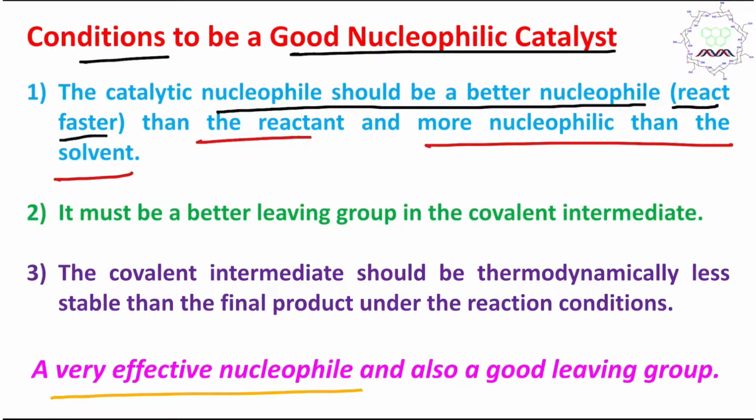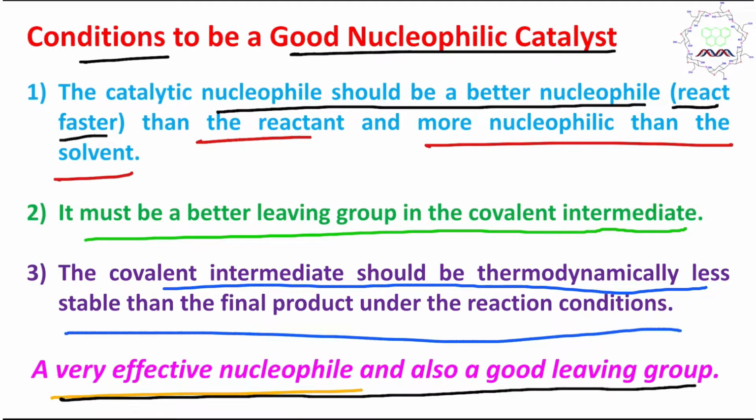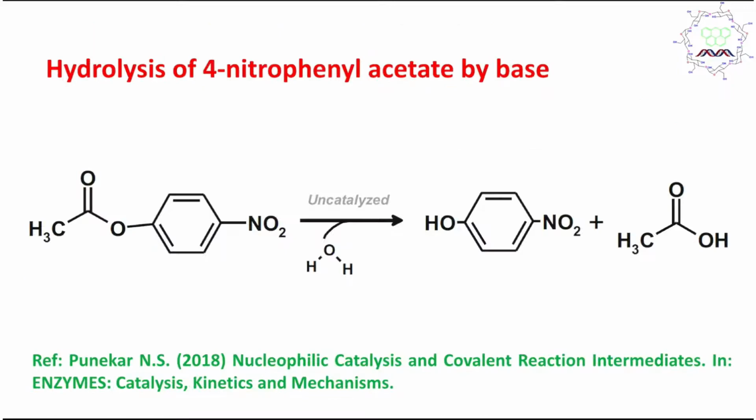And not only that, it must be a better leaving group in the covalent intermediate, because after the nucleophilic attack, the first step, it produces a covalent intermediate, and that catalyst must be a good leaving group also. So it is actually a very effective nucleophile as well as a good leaving group. And of course during this catalysis the covalent intermediate should be thermodynamically less stable than the final product under the reaction condition. And actually students, that's the main reason why that intermediate will be converted into the final product. So let's learn a few examples about this process.